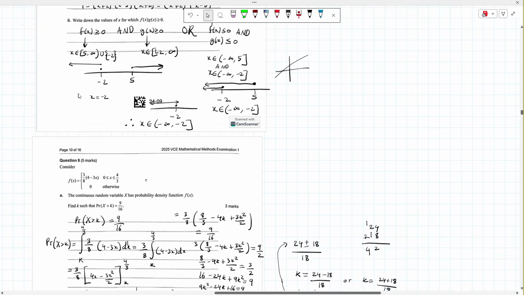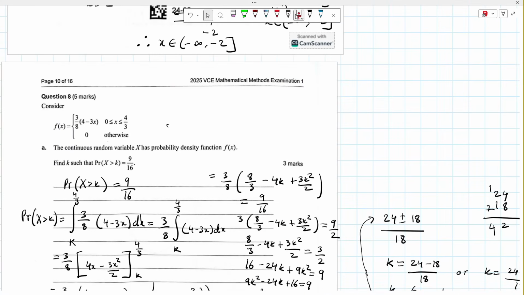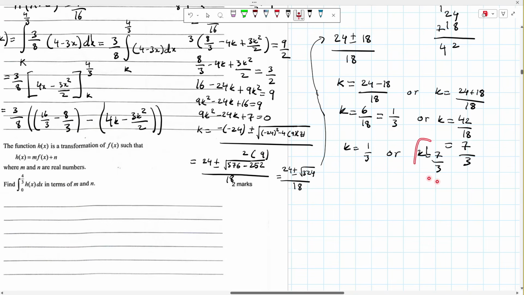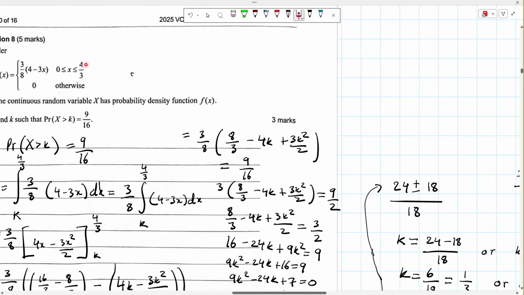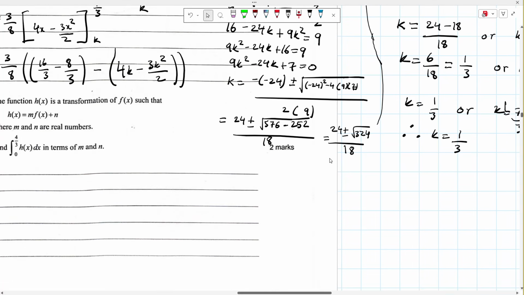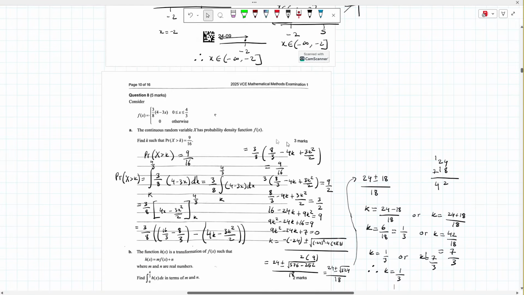Now, obviously, k can't be outside of the probability density function, right? That would just make no sense. And a value of 7 over 3 is actually outside, because the maximum value it goes up to is 4 over 3. So therefore, k is actually equal to a third. Right? That's going to be our final answer. That's a huge question, right? A lot of working out.